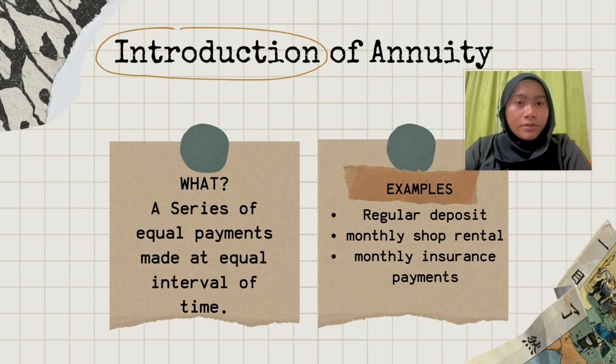Annuity. What is annuity? Annuity is a series of equal payments made at equal intervals of time. For example, regular deposits, monthly shop rental, and monthly insurance payments.